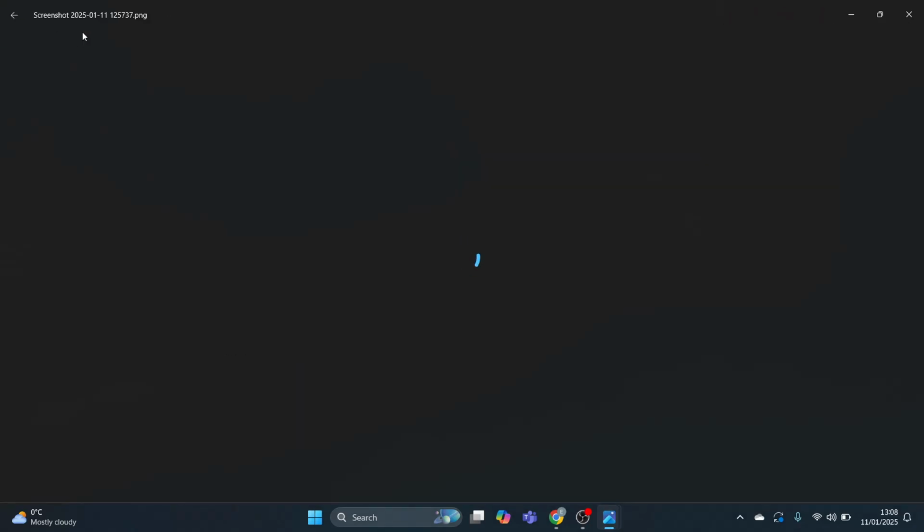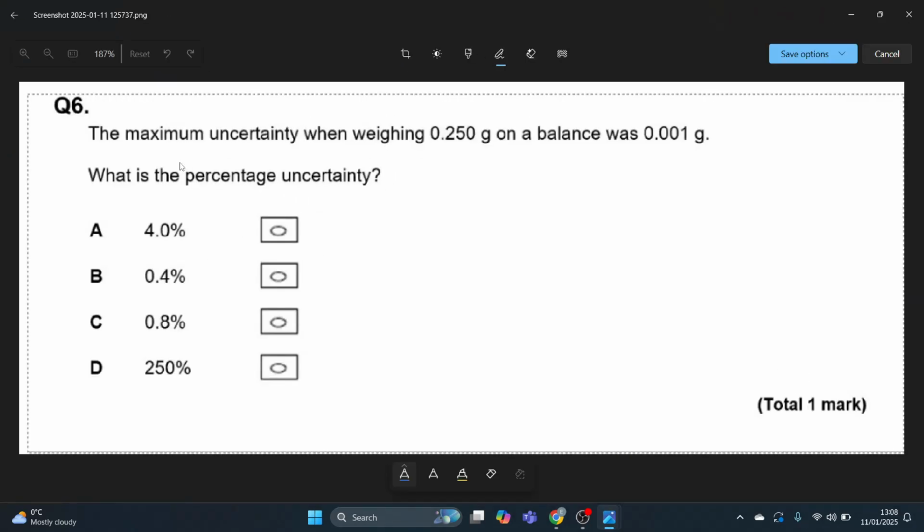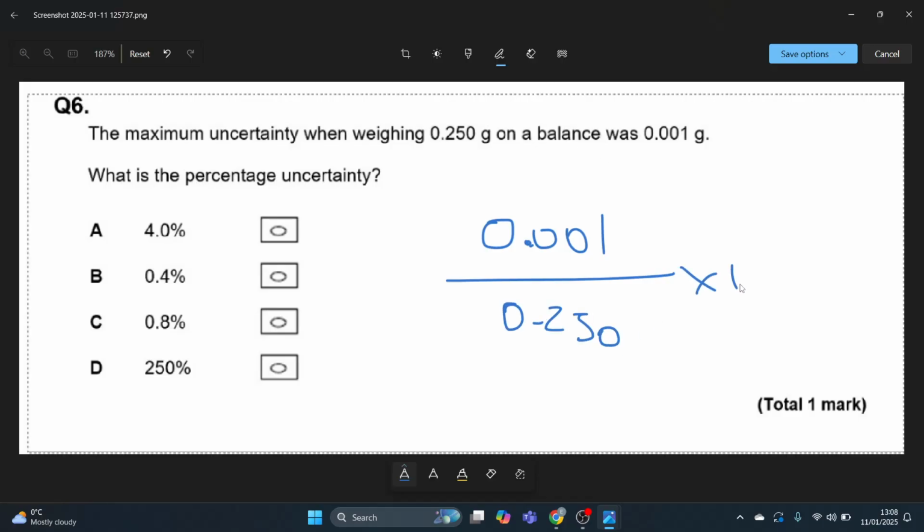And the final one, question 6. The maximum uncertainty when weighing this much on the balance, what was the percentage uncertainty? 0.001 when weighing this much on a balance, 0.250 times by 100. 0.001 divided by 0.250 times by 100 is 0.4%. And that is the end of the multiple choice questions.